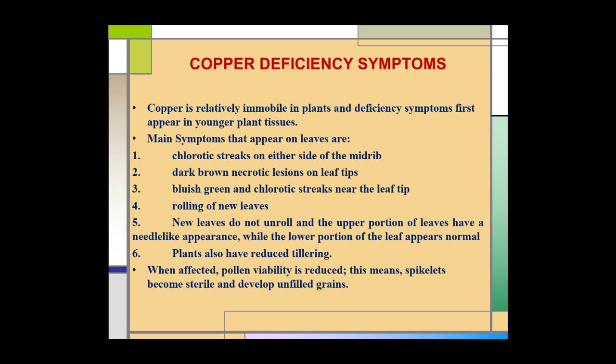Plants also have a reduced tillering. These are some of the important symptoms of copper deficiency that appear on the leaves. When severely affected, the pollen viability is reduced and spikelets become sterile and develop unfilled grains.